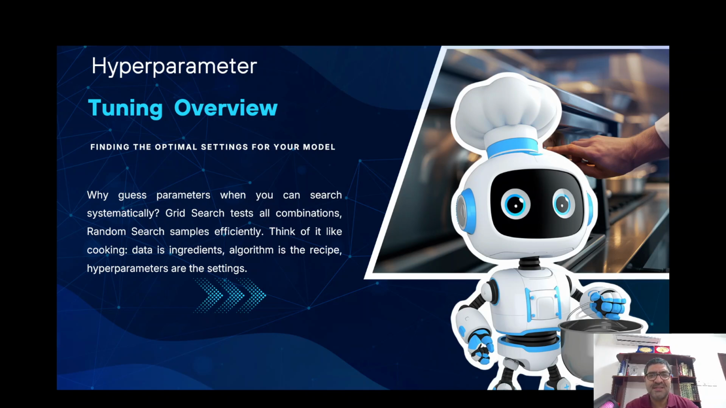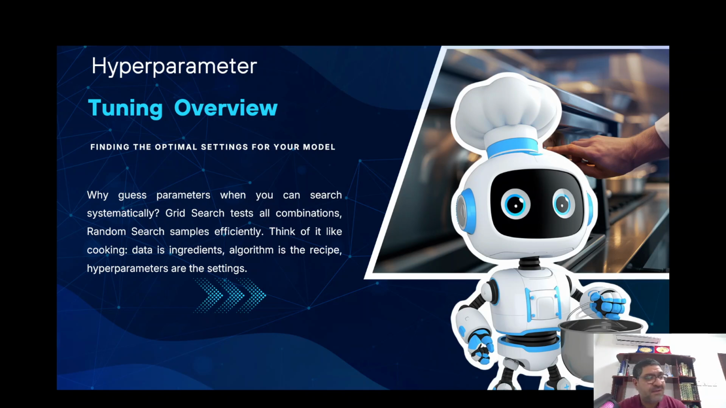The recipe needs an exact amount of things to put in, so that you get that optimal taste. That will happen only if the recipe is proper, and second, the ingredients you are using are proper. I think that is the best analogy that fits this situation, and that is the example given here. You don't need to guess. Grid search tests all combinations, random search samples efficiently.